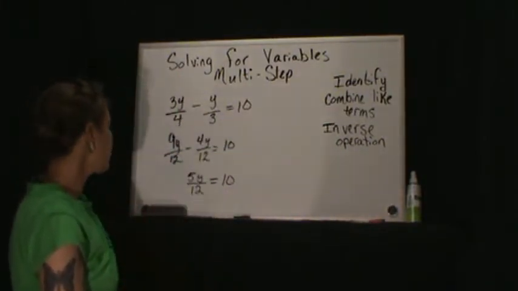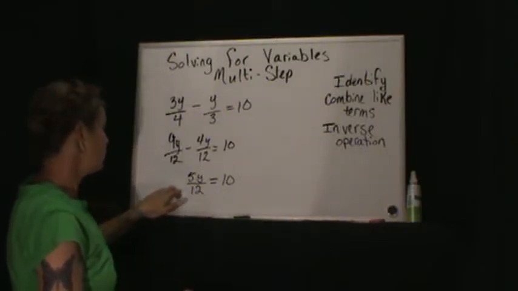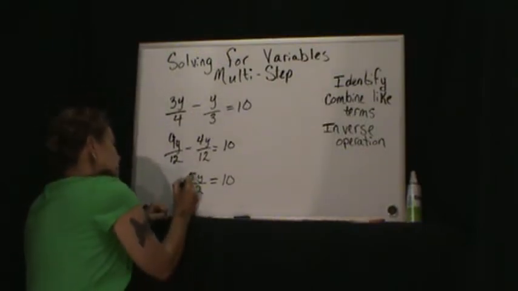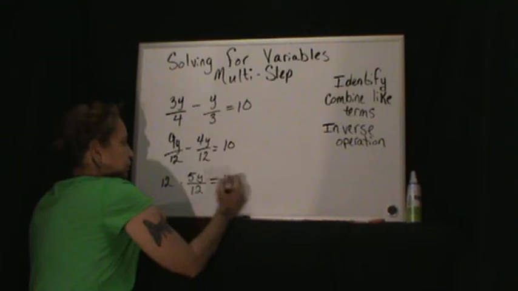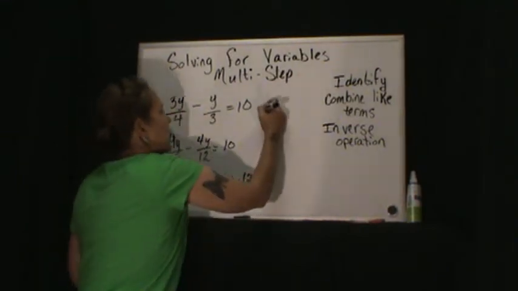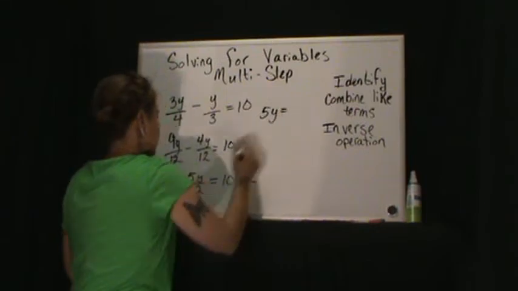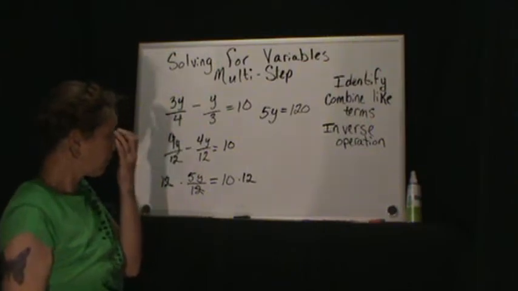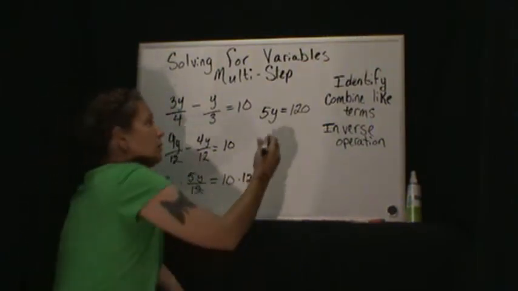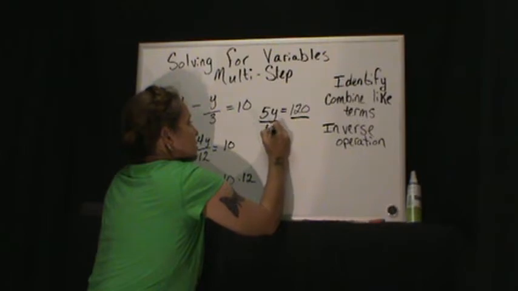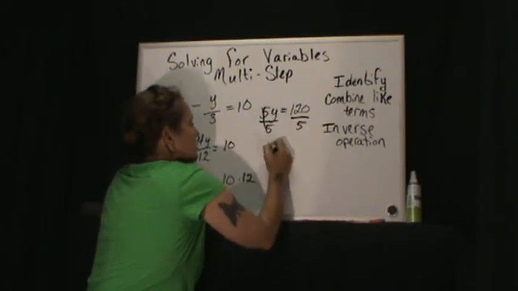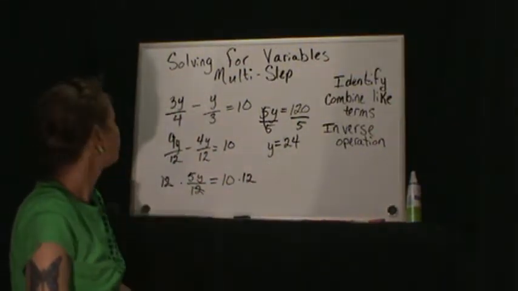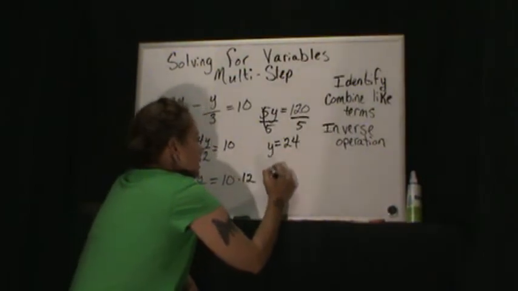Alright, so now we can do our inverse operations. We have division and multiplication. Let's get rid of our division first. To do that, we multiply both sides by 12. So we have 5y. 10 times 12 is 120. And now we can get rid of our multiplication by using division. Both sides, divide by 5. So y equals 24. And always a good idea to double check your answer.